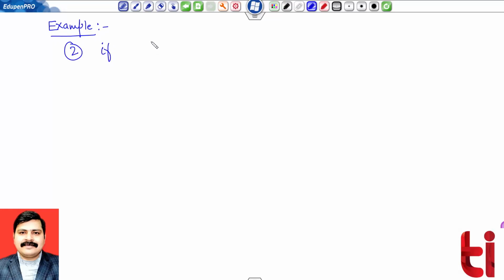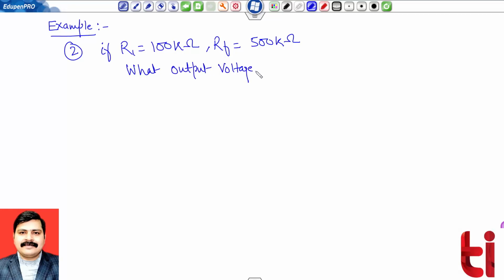If R1 equals 100 kilo ohm, Rf equals 500 kilo ohm, what output voltage will we receive if the input voltage is 2 volts?